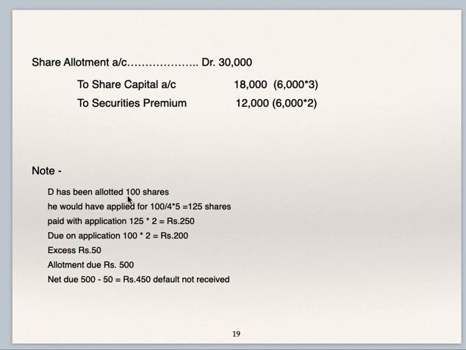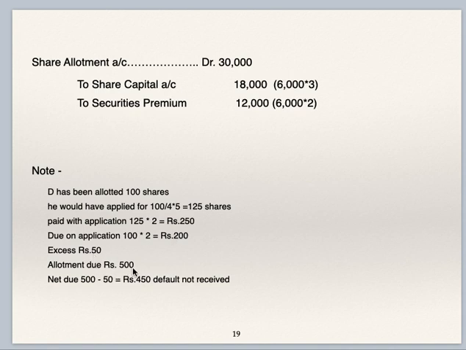Important note, D has been allotted 100 shares. That means he would have applied for 125 shares. We have seen the ratio. If a person applies for 5 shares, he gets 4 shares. Ratio is 5:4. For 7,500 applicants, they have allotted 6,000 shares. So D has been allotted 100 shares, means he would have applied for 125 shares. Along with 125 applications, he would have paid 125 into 2, 250 rupees. But what was due on application? Only 200, because he has been allotted 100 shares. 100 into 2 was due on application. So excess he has paid with application is rupees 50, 250 minus 200.